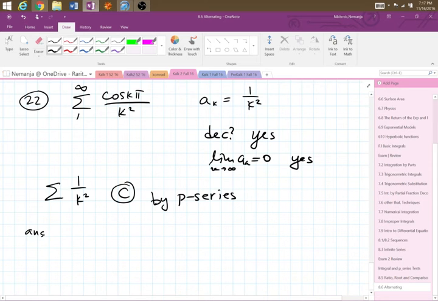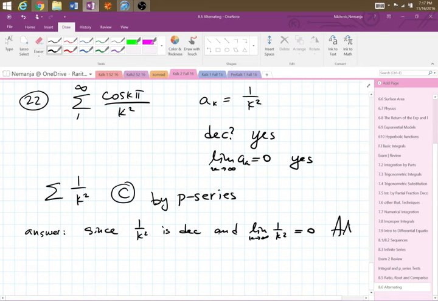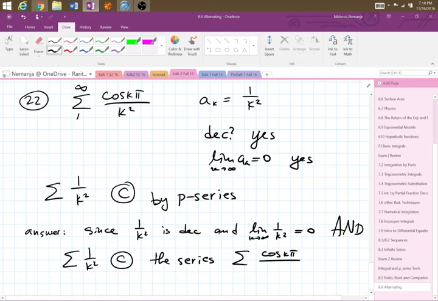answer. Since 1 over k squared is decreasing, and limit 1 over k squared as k goes to infinity is equal to 0, and summation 1 over k squared converges, the series summation cosine k pi over k squared absolutely converges by alternating series test. That's problem 22.